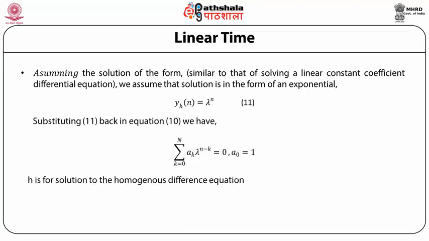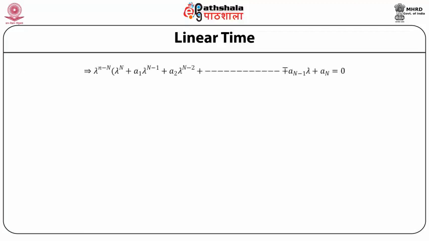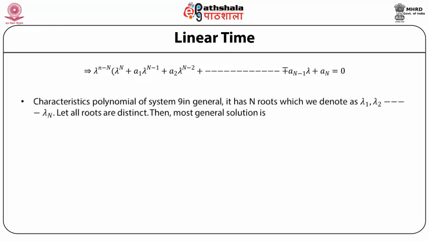So the solution to the homogeneous difference equation is lambda to the power n minus N multiplied by lambda to the power N plus a_1 lambda to the power N minus 1 plus a_2 lambda to the power N minus 2 and so on, plus a_(N minus 1) lambda plus a_N equal to 0. The characteristic polynomial of the system, in general, has N roots, which we denote as lambda 1, lambda 2, and so on up to lambda N.